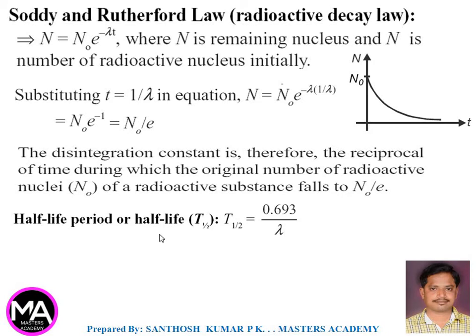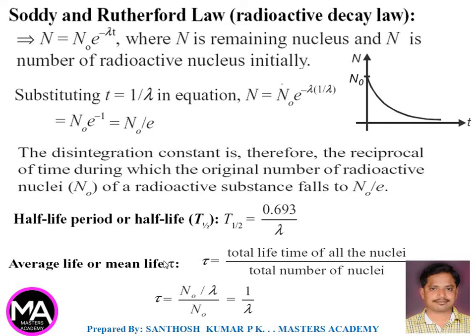Half-life period. What is half-life? It is nothing but the time during which the number of atoms reduces to half of its initial value, and it is T half is equal to 0.693 by lambda. Next, average life or mean life, that is tau, that is total lifetime of all the nuclei divided by total number of nuclei. Tau is equal to N naught by lambda divided by N naught, which is equal to 1 by lambda.